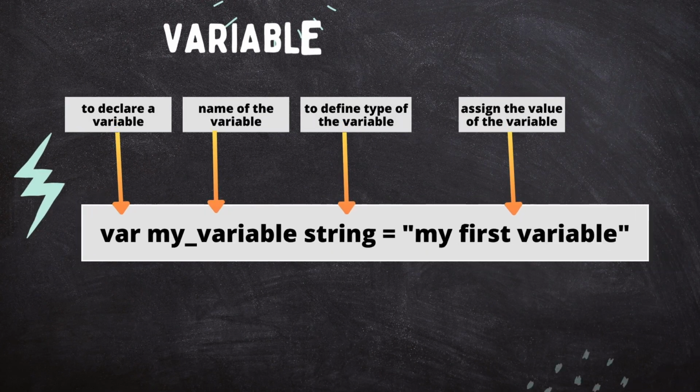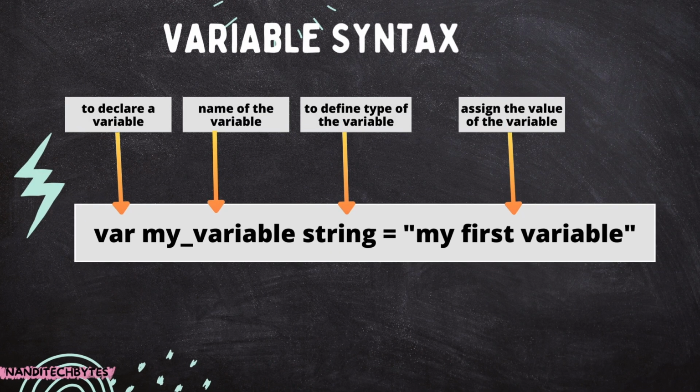Let's understand the syntax of a Go variable. It starts with the keyword var. It tells the Go compiler that it is a variable declaration, the name of the variable, and the type of variable it is. On the right hand side of equal sign, we assign the value of the variable.